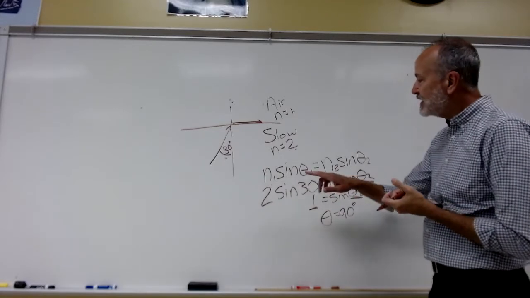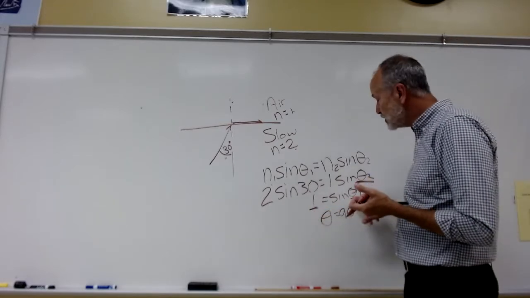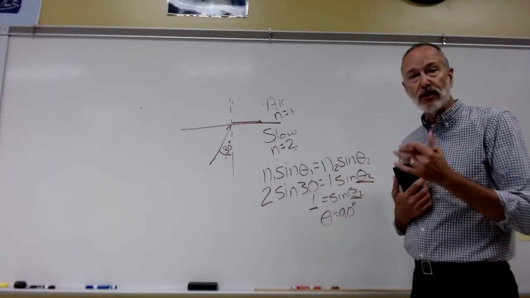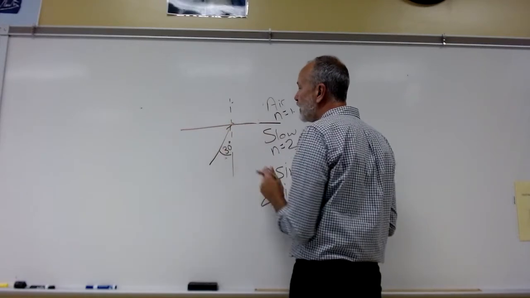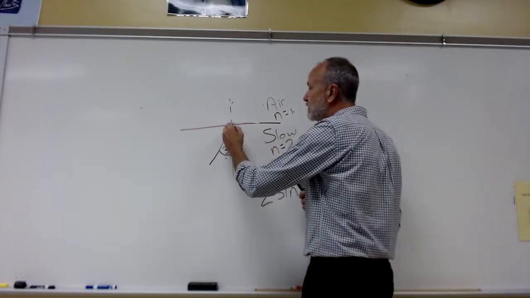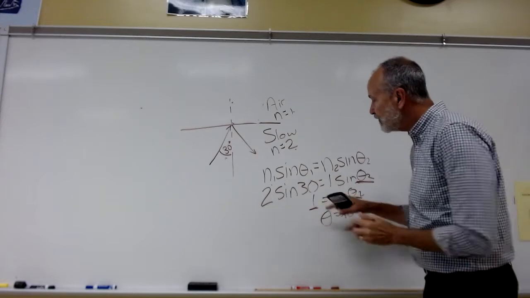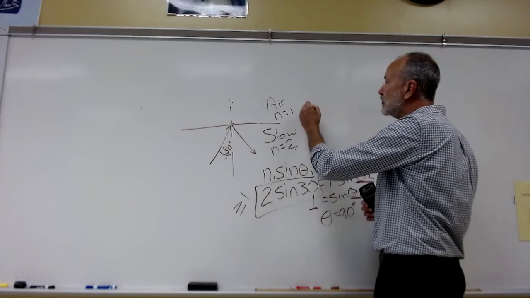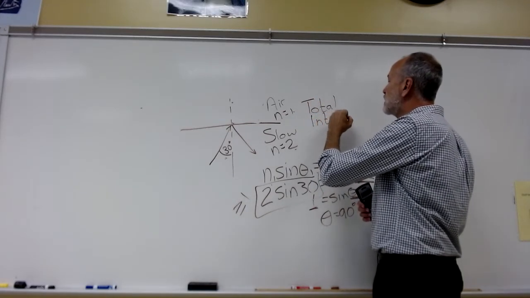Okay? If I had this the least bit larger, this would be greater than 1. There would be no solution to this equation. What does that mean? If there's no solution to that equation, that means light can't escape. That means all of the light would reflect. Remember that some light is going to reflect, some is going to refract, but if it can't refract, it's all going to reflect. So if this side is greater than or equal to 1, we have what's called total internal reflection.